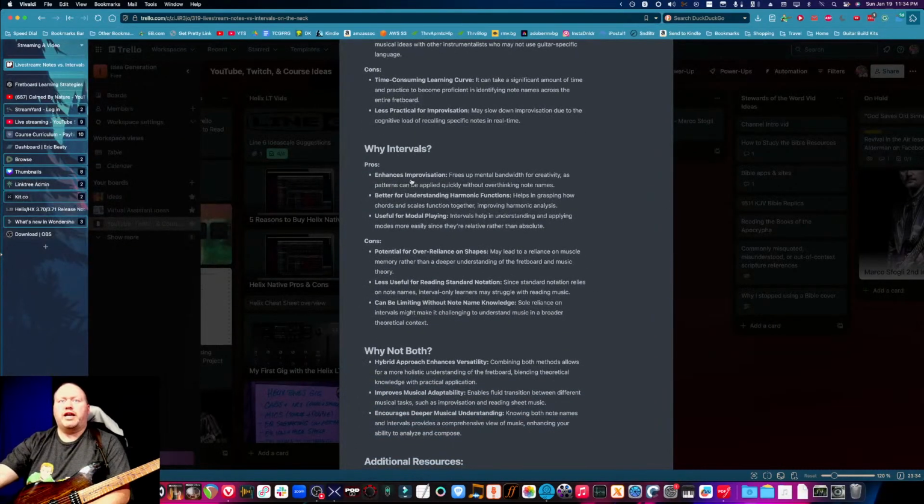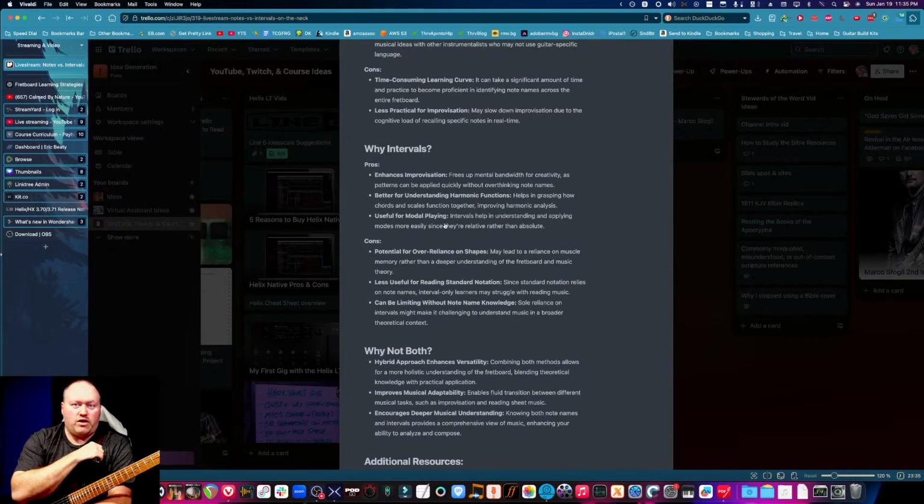Why intervals? Pros: it enhances improvisation, frees up mental bandwidth for creativity, and is better for understanding harmonic functions. Yes, the harmony, like I talked about, you have to have the root to understand the harmony. It's useful for modal playing, which is basically what I was telling you about, knowing the formula for all the scales, at least the ones you're going to learn. Now, once again, I don't have to know all the scales. I don't know the formula for a Hungarian minor or a bunch of these other modes. I just know the ones that I was interested in, the formulas for those and the modes, so that I don't have to know it all. I just need to know what I want to know at that time so that I can use it.